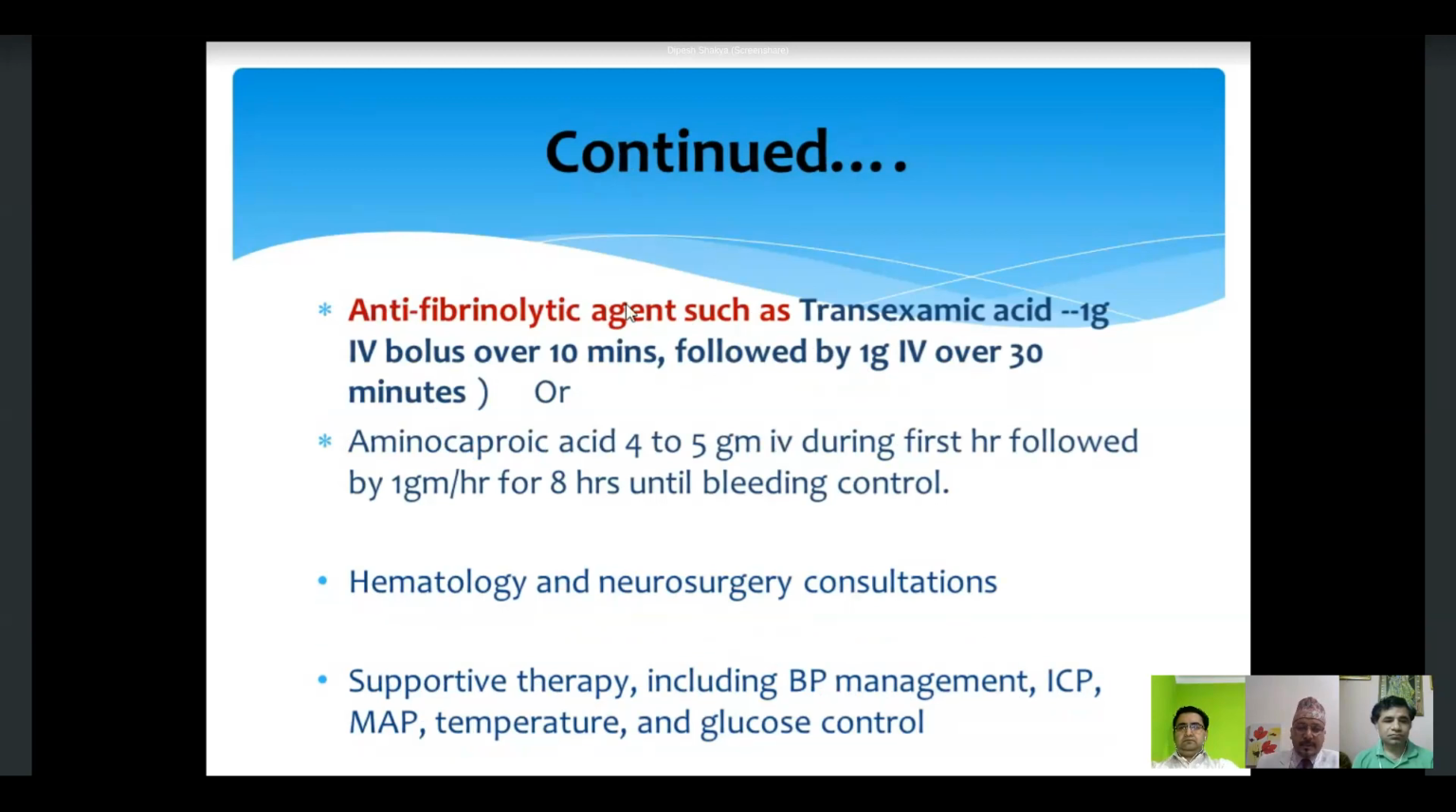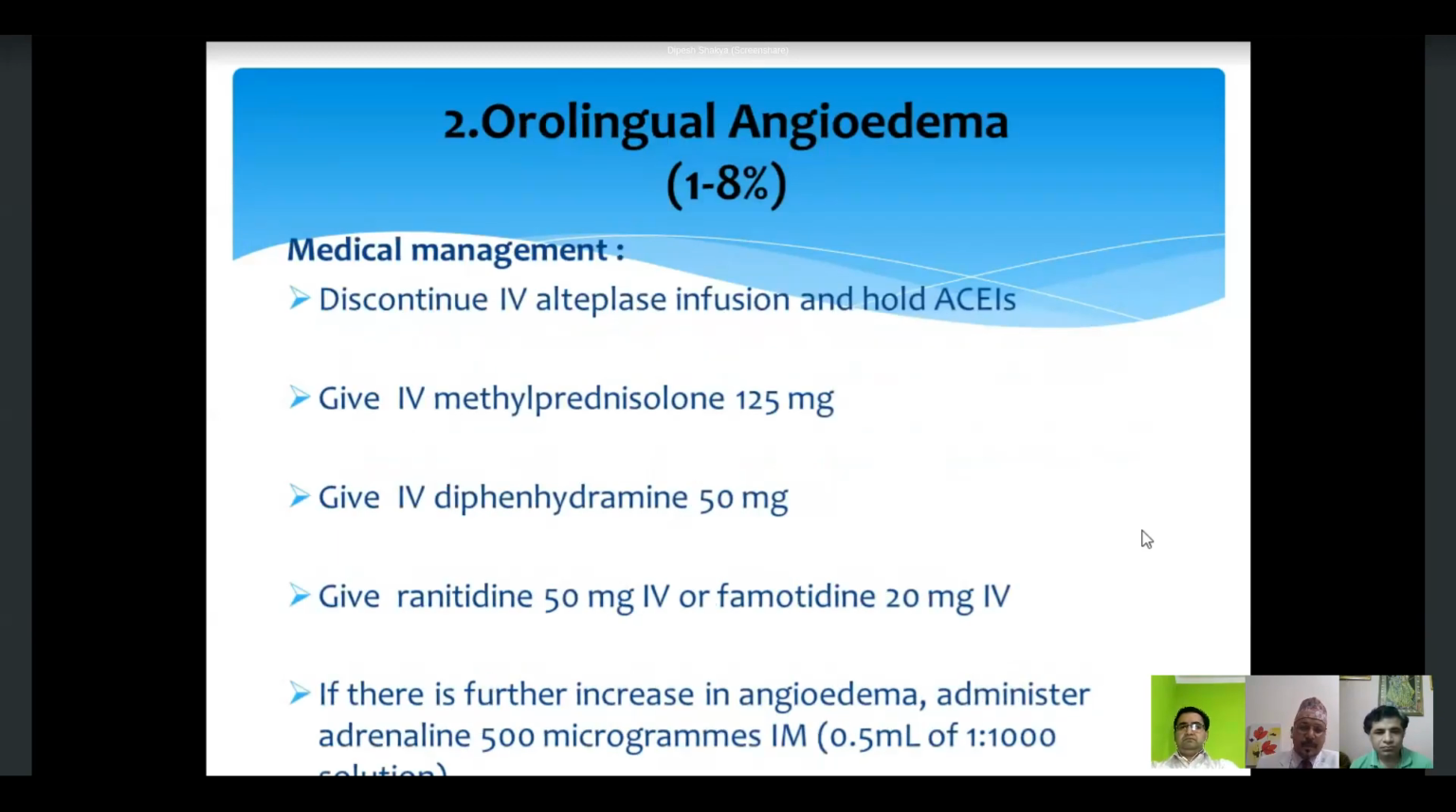An antifibrinolytic agent can also be used. We use tranexamic acid 1 gram IV bolus over 10 minutes, followed by 1 gram IV over 30 minutes. Or we can use another antifibrinolytic agent, which is not that commonly found, aminocaproic acid 4 to 5 grams IV during the first hour, followed by 1 gram per hour for 8 hours until bleeding is controlled. We generally go with tranexamic acid, but if we have this, it's good as well. Hematological and neurological consultation should be done. Supportive therapy, including BP management, ICP, mean arterial pressure, temperature, and glucose control, should be done along with the other treatment.